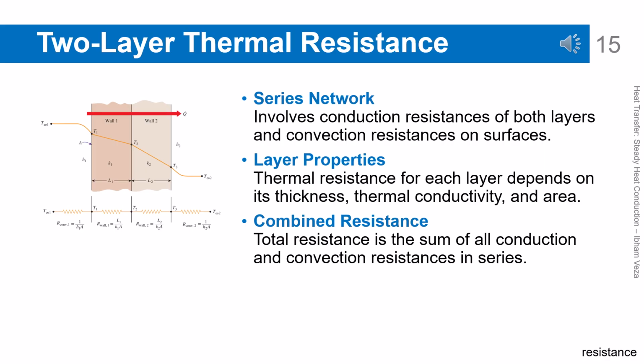Two-layer thermal resistance. A two-layer wall system consists of two conduction resistances and two convection resistances at the surfaces. All these resistances are arranged in series along a single heat flow path. Each conduction resistance depends on thickness, thermal conductivity, and cross-sectional area. The total resistance is the sum of all individual resistances. This model represents many practical multi-layer wall applications in engineering.